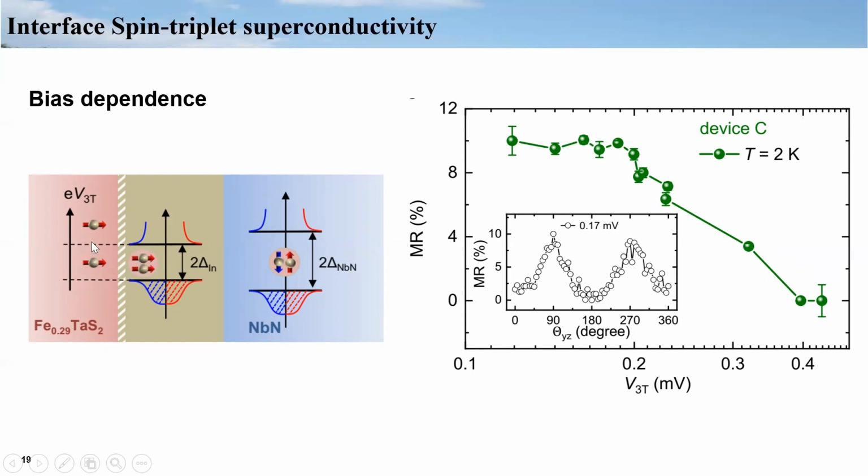When the bias is much larger, it probes the normal states in the electron band here, then the MR quickly disappears because this normal state doesn't have the spin selection. So this is indeed what we observed. As a function of bias voltage, the MR first shows a constant and quickly disappears. This is a strong indication that our measurements indeed probe the spin Andreev reflection at the interface.